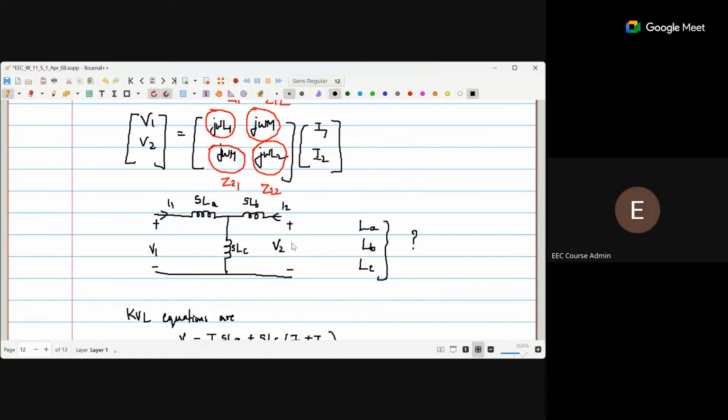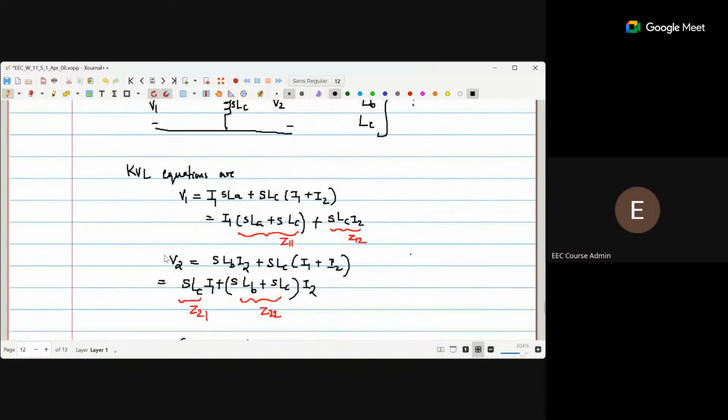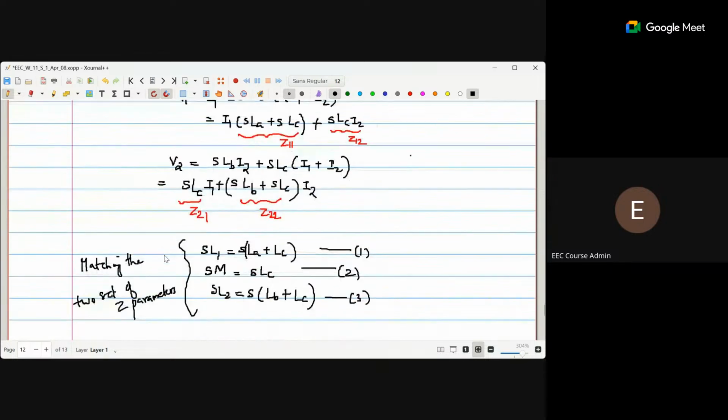That is the way it's discussed in the lecture, correct? Making I2 0 so that there will not be any current flowing through this inductor LB, so that this plus this will give you L1. That is what we have written. L1 is LA plus LC.